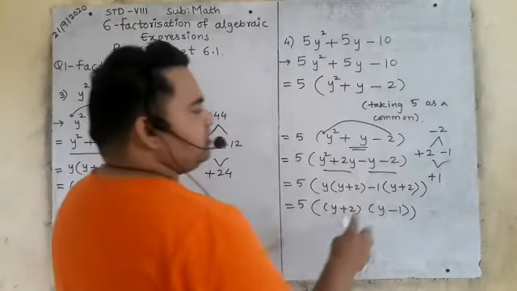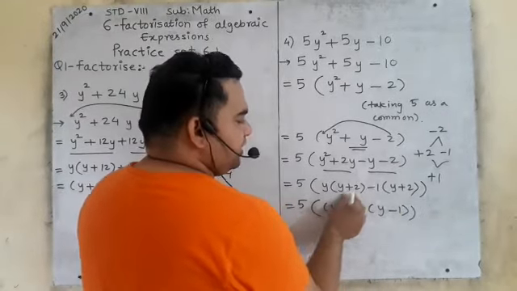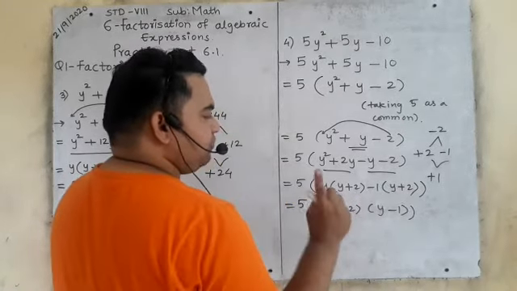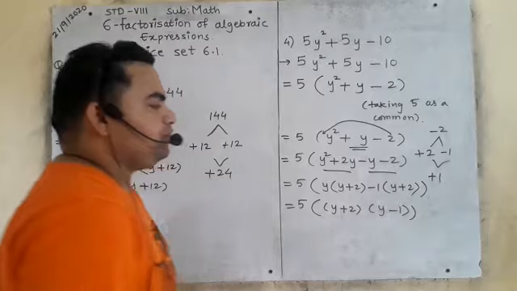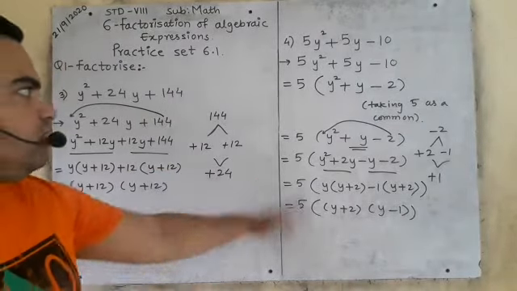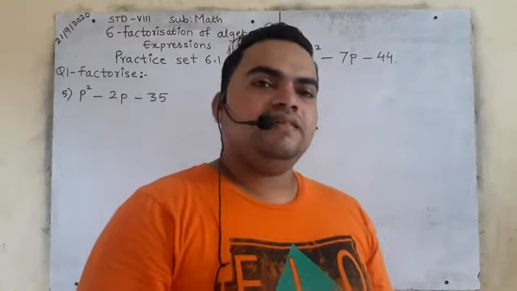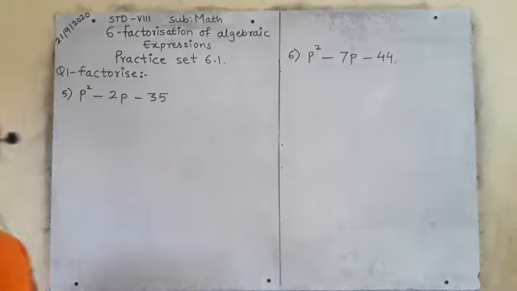Is it clear? Now whatever will be your first bracket, that is your second bracket. Now y plus 2 comes twice, we will write it once and y minus 1 will be outside. Is it clear? This is how we have to factorize the practice set 6.1. Please see the question number 5 and 6. Please look at the board.